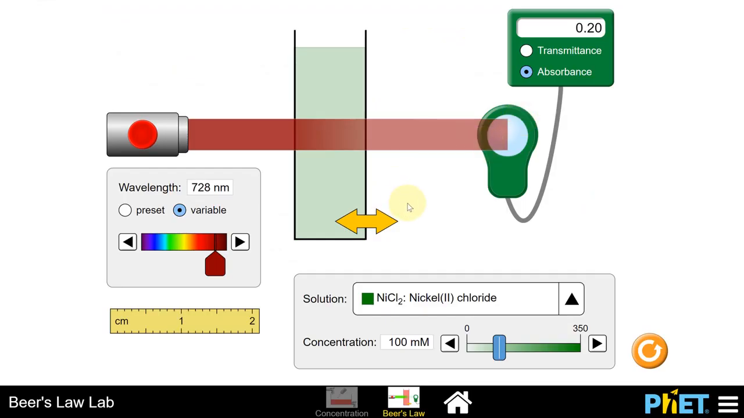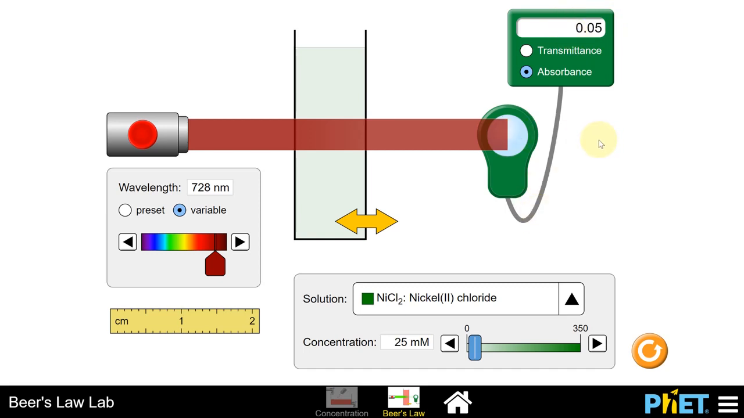So go over here to my simulator, and we want to set the concentration to 25. That's down here at the bottom of the screen. Notice it says concentration is set at 100 right now. We want to pull the slider down to 25. So slide it down there, and it'll give you a corresponding absorbance value up here on the display. So for 25, I'm getting an absorbance of 0.05.